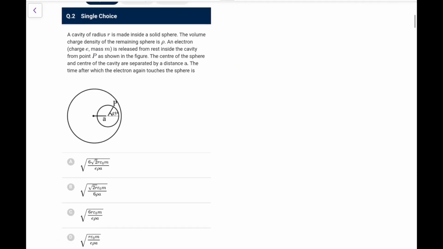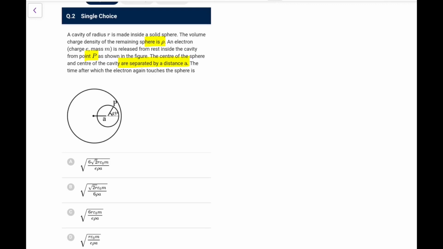Okay, next. A cavity of radius r is made inside a solid sphere. The volume charge density of the remaining is rho. An electron is released from rest inside the cavity from point P as shown in the figure. The center of the sphere and the center of the cavity are separated by a distance a. The time after which the electron again touches the sphere.